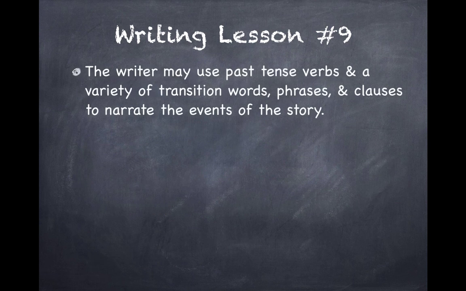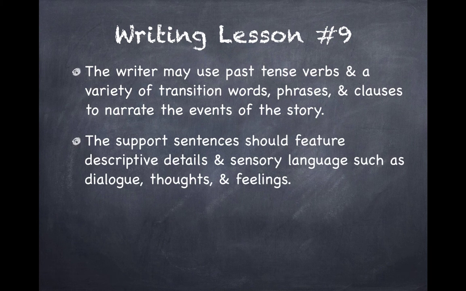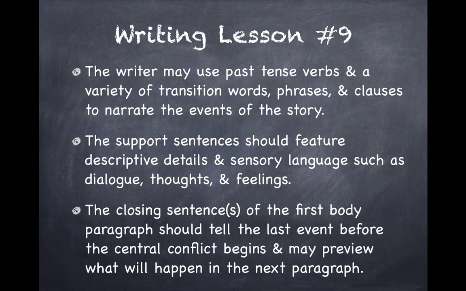Now, the writer may use past tense verbs and a variety of transitional words, phrases, and clauses to narrate the events of the story. The support sentences should feature things like descriptive details and sensory language, and some specific examples of things that writers should do include dialogue, thoughts, and feelings. Now, the closing sentence or sentences of the first body paragraph should tell the last event before the central conflict begins, and it may even preview what will happen in the next paragraph, but it's important not to give away any juicy details.